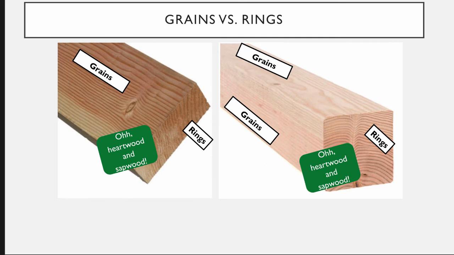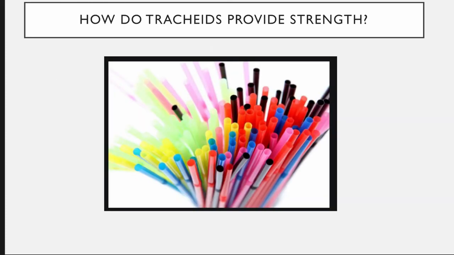So we see the grains. We see that we said the strength is different if we're parallel or perpendicular to the grain, but how do tracheids provide our strength? Well, to understand this, we actually need to think about straws.